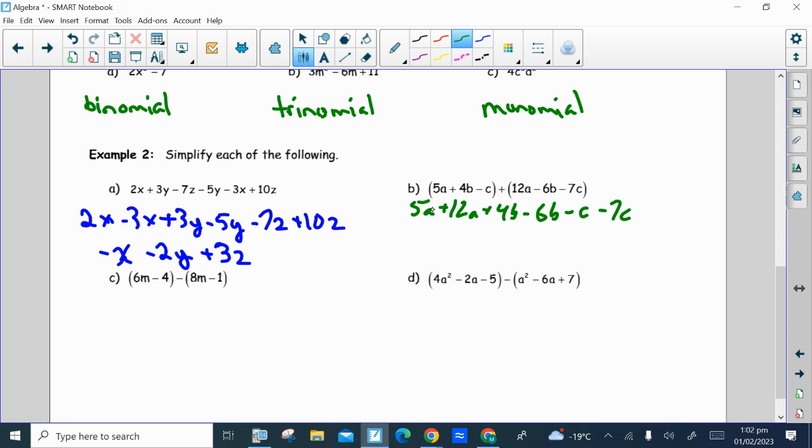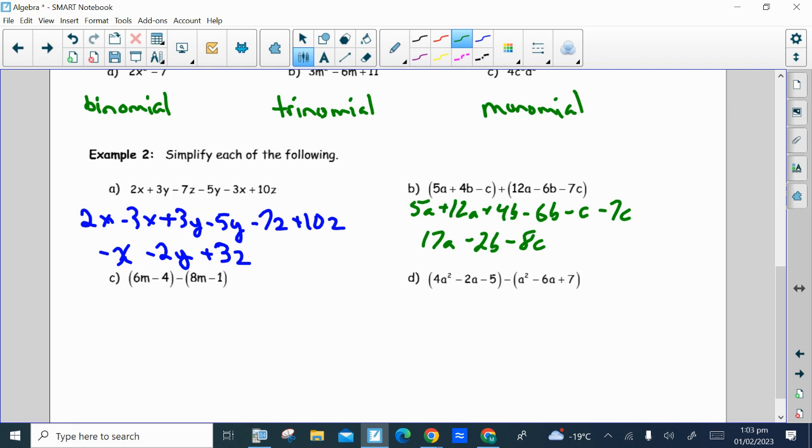So now we can combine the like terms. 5a and 12a give you 17a's. 4b take away 6b is minus 2b's. And negative 1c take away 7c is negative 8c. Go back to your rules that we learned yesterday about integers. If you have negative 1 and you subtract 7, you can also say it's negative 1 plus negative 7. Add the opposite. Gives you negative 8.